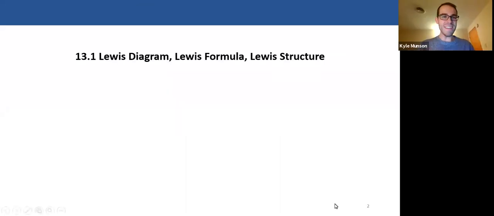Welcome to chapter 13. This is the last chapter for this class. We made it. We did it. And what we want to talk about here is Lewis diagrams or Lewis formulas or Lewis structures, just different ways to say or refer to the same thing.